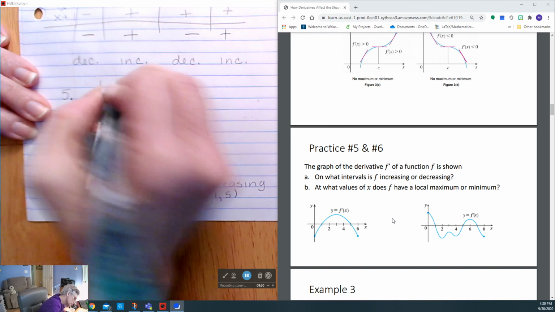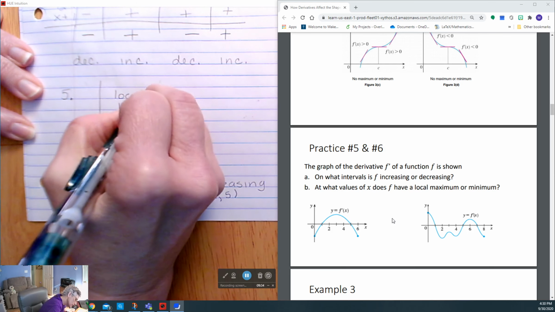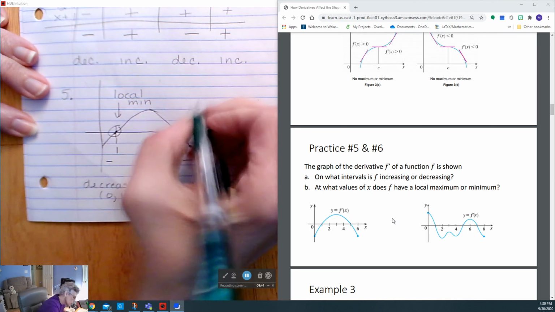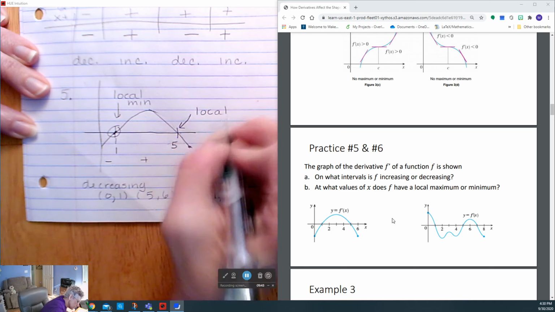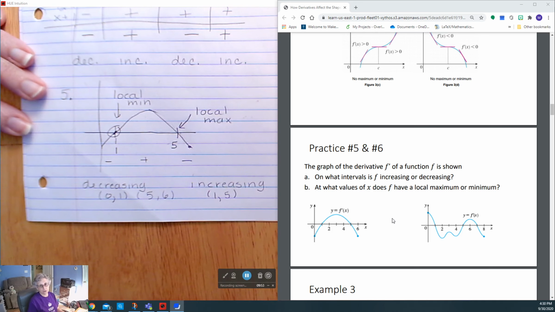So that means it's the location of a local minimum value. At 5, it changes from positive derivative, increasing, to negative derivative, decreasing. So this is a local max value. Now I'm going to let you do number 6. We'll catch up in a minute.